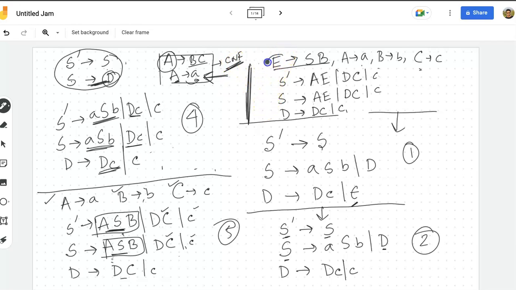So how many non-terminals have we added? We have added E, I'm just circling this, we have added S dash, we have added A, we have added B, and we have added C. So there are a total of 5 non-terminals added.